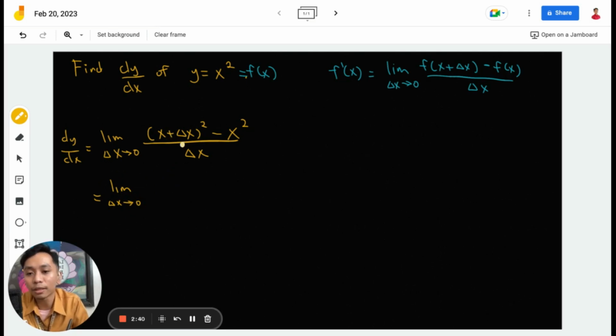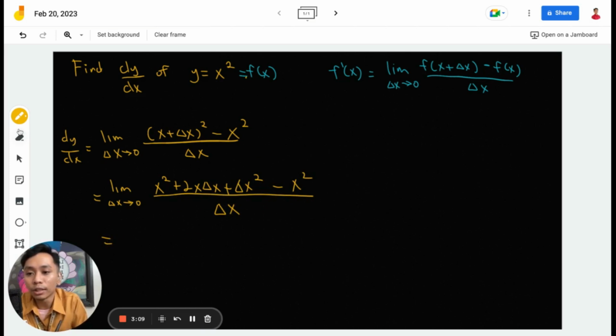You can use the FOIL method, but the quickest way is, of course, to remember that the expanded version would be the square of the first term, which is x squared, twice the product ng terms natin, which is 2 times x times delta x, and then, of course, yung last term would be the last term squared, so delta x squared. Then, meron pa tayong minus x squared. Do not forget about that. And in the denominator, we have delta x.